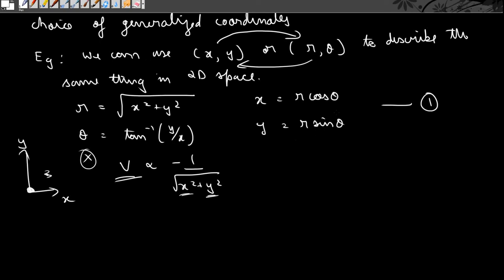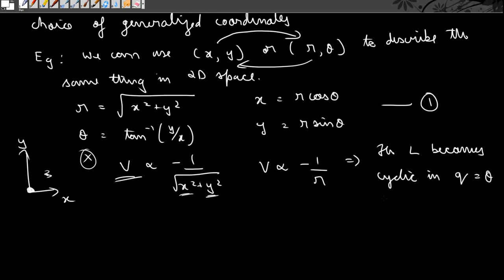Whereas if you use the r, theta coordinates, then we can describe it using just r and not theta, which means that in this basis the Lagrangian becomes cyclic in q equal to theta, which implies that the corresponding conjugate momentum of theta, that is dou L by dou theta dot, becomes a constant.